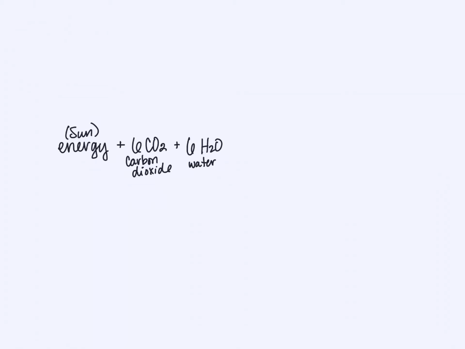So first, let's start by talking about photosynthesis. So in photosynthesis, we have certain organisms that have the ability to take energy from the sun, and they can take carbon dioxide and water and form organic compounds. Specifically, we'll talk about glucose and oxygen. And so this forward reaction represents photosynthesis.